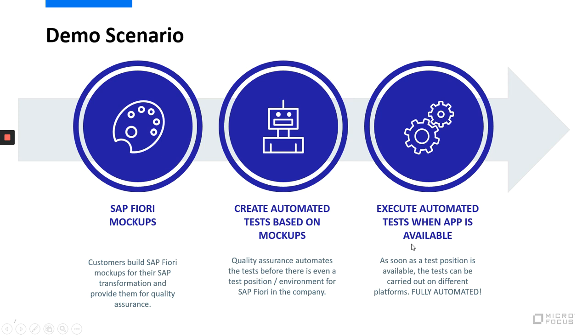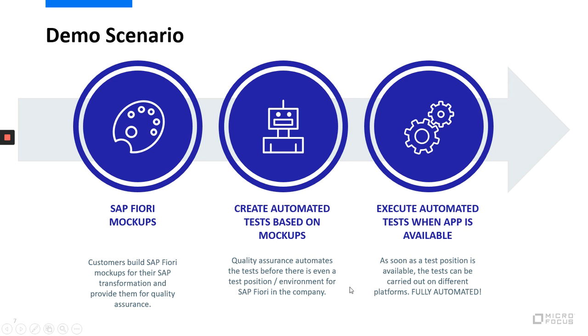Yeah. So let's go into the demo scenario. What we will do is we will receive basically SAP Fiori mockups. So Fiori mockups are provided by different vendors. SAP provides templates, and different vendors provide software to create those mockups. There's BuildMe or Axure and Pencil Sketch. So there are different vendors who can help you create those Fiori mockups. Based on those mockups, using UFT AI, we will then create an automated test.